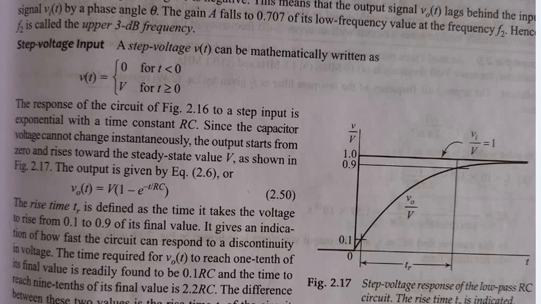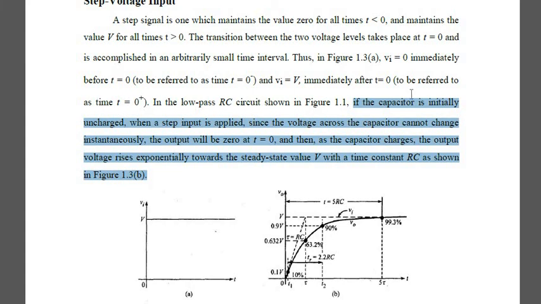So it takes some time for that one, correct? So here also, if the capacitor is initially uncharged, when you are applying a particular step, since the voltage across the capacitor cannot change instantaneously, the output will be 0 at t equals 0. And then as the capacitor charges slowly, the output voltage rises exponentially towards a steady state voltage V with a time constant RC, which is already shown over here.